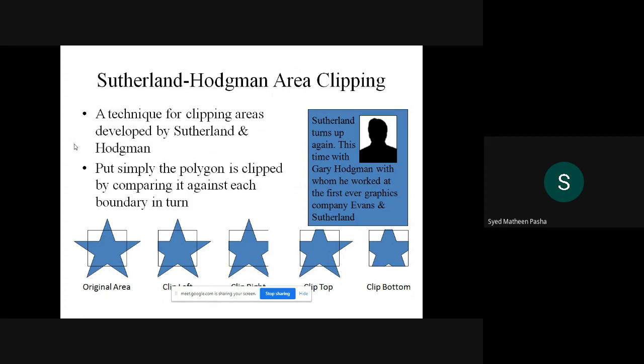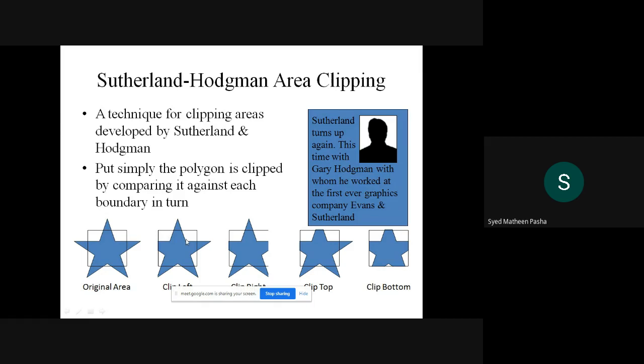Polygon as well as area clipping, where the particular polygon is clipped with respect to each area. If I consider this particular polygon, there are 4 areas here: left, right, top and bottom. I can call them 4 edges. With respect to each edge, the clipping is done. So this is one of the important questions, I can say, for your internals as well as externals, which can be asked for 5 marks.